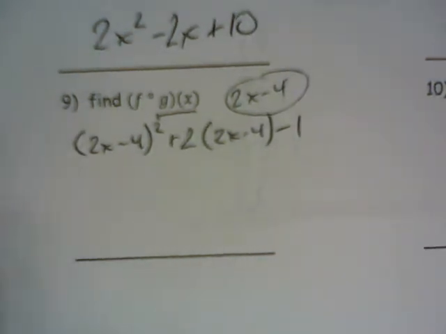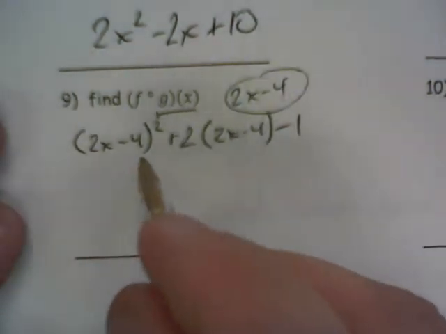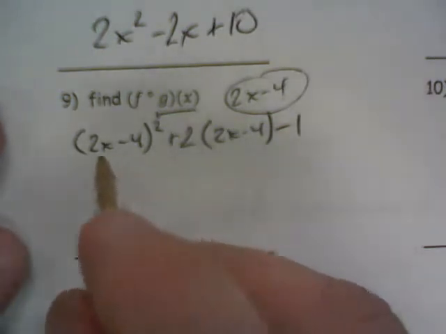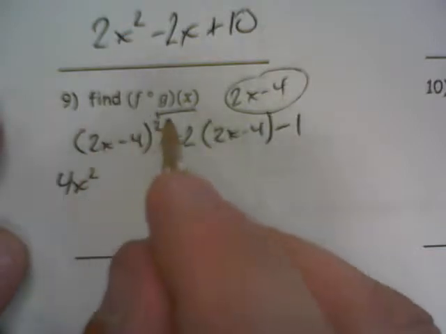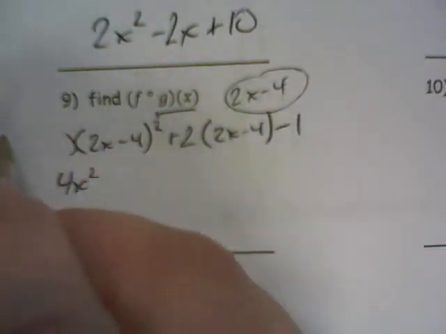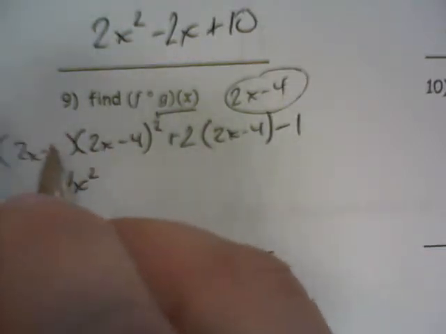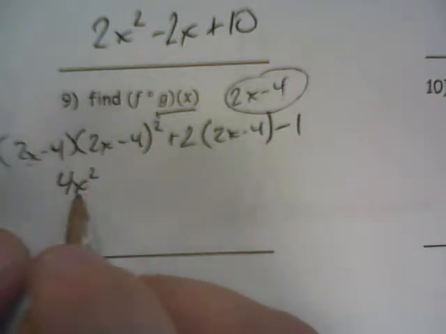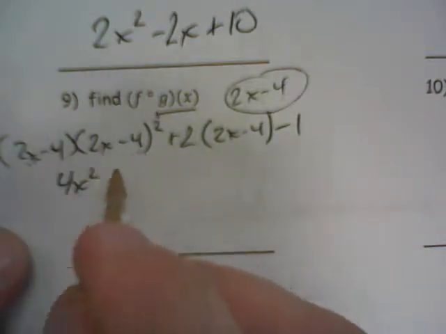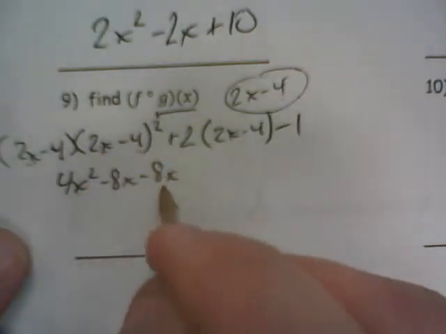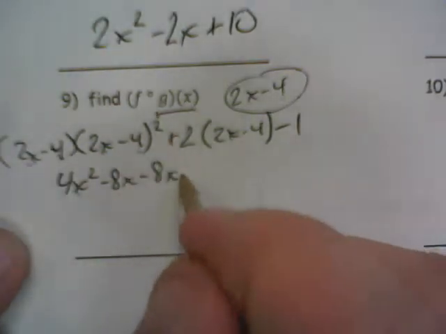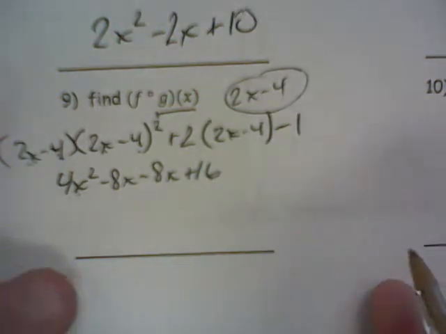And then I just want to simplify this equation. So if I take 2x minus 4 and square it, I'll take 2x times 2x, that's 4x squared. It's like I'm FOILing here. I should probably do this, 2x minus 4. 2x times 2x is 4x squared. 2x times negative 4 is negative 8x. Negative 4 times 2x is another negative 8x. Negative 4 times negative 4 is positive 16.